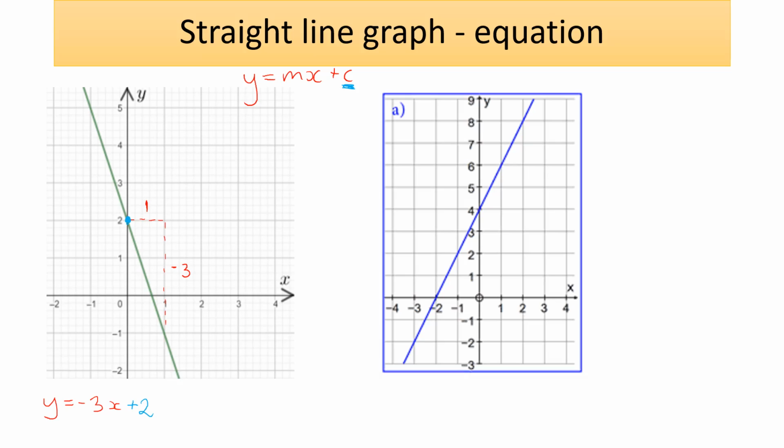Okay, I'm going to again draw myself a little triangle. That's 1 unit across and then 2 up. So that means that the gradient is 2. So that's y equals 2x. And now I need to find the y-intercept. Okay, the y-intercept right here, this is where the line crosses the y-axis, and it's positive 4. So it's add 4. So the equation is y equals 2x add 4. And it's as simple as that.